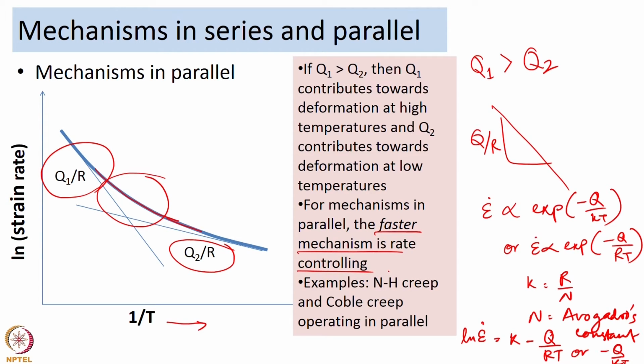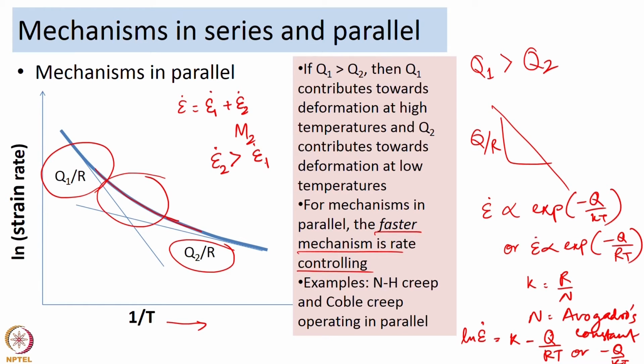That is because the total strain rate is an addition of the strain rates contributed by both the mechanisms. Whichever has a higher value is the faster mechanism, say epsilon 2, or mechanism 2. If mechanism 2 is the faster mechanism, then strain rate 2 is going to be greater than strain rate 1. That means the overall strain rate is dependent on the contribution of mechanism 2. Since mechanism 2 has the higher strain rate, you can say that mechanism 2 is the rate controlling mechanism in this case.